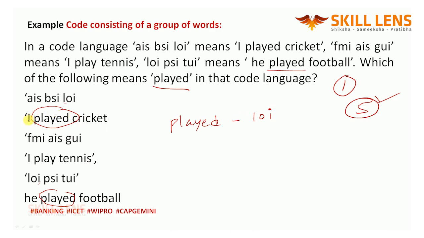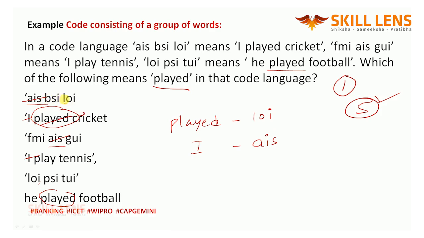Here I is common, here also I is common. I play tennis. So which code is common here? Yes, AIS is common. Is AIS present here? No. So I can write directly that for I, the code is AIS. So I is gone, AIS is gone.